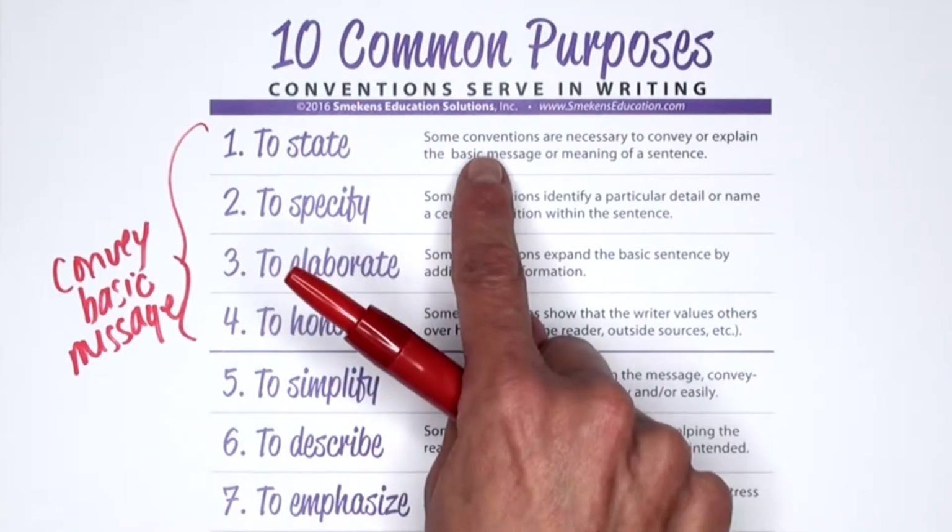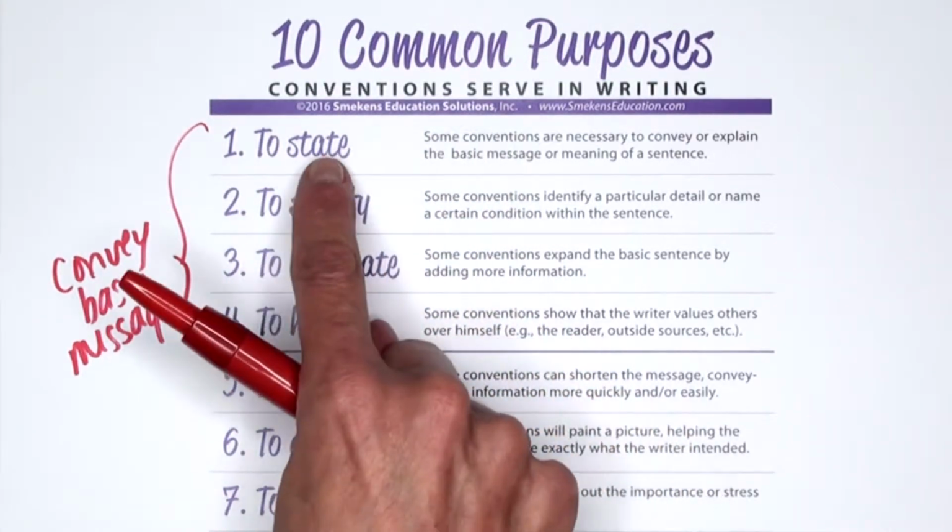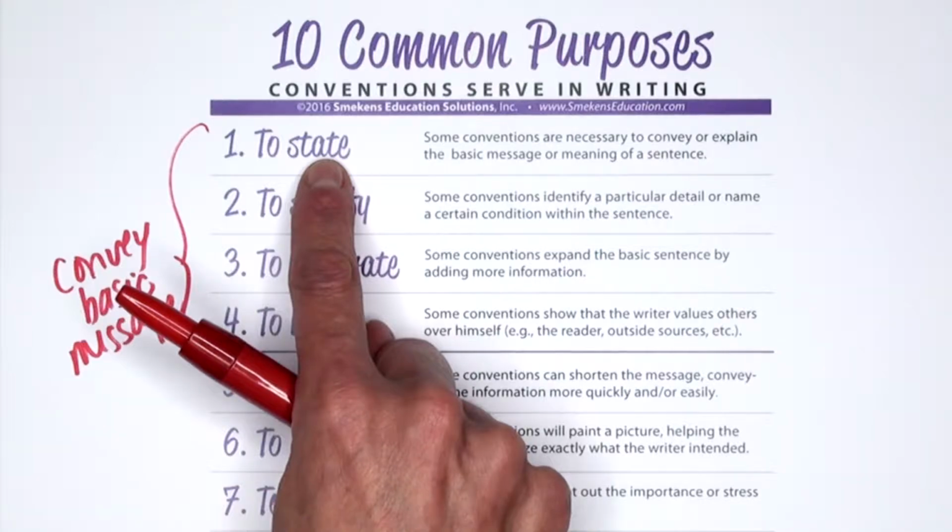Some of the most basic conventions simply state information for the reader. When teaching students about singular nouns or plural nouns, we are communicating whether it's about a single item or multiple items. We're simply stating the message. This is also true when teaching verb tense. Accurate verb tense communicates or states the basic message.